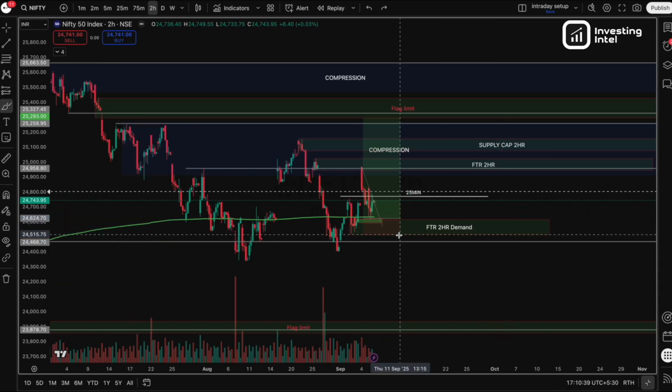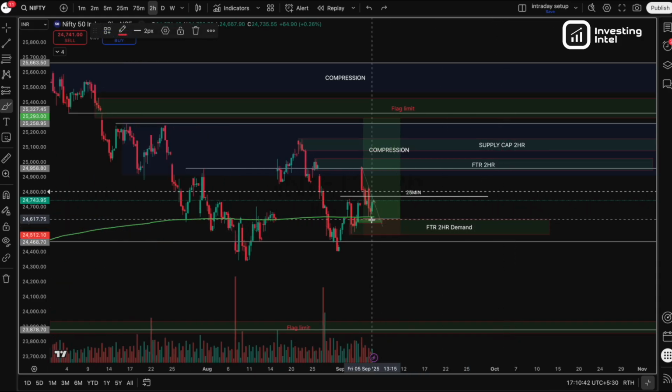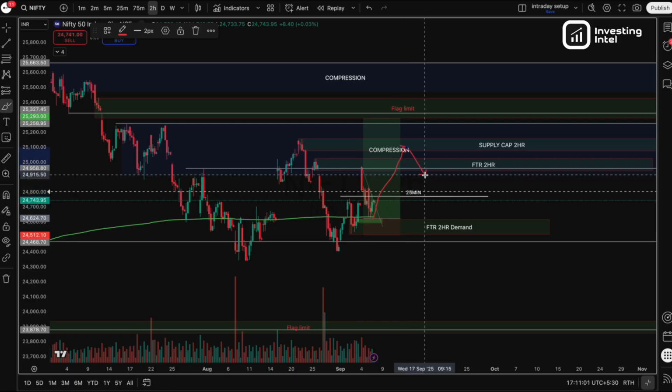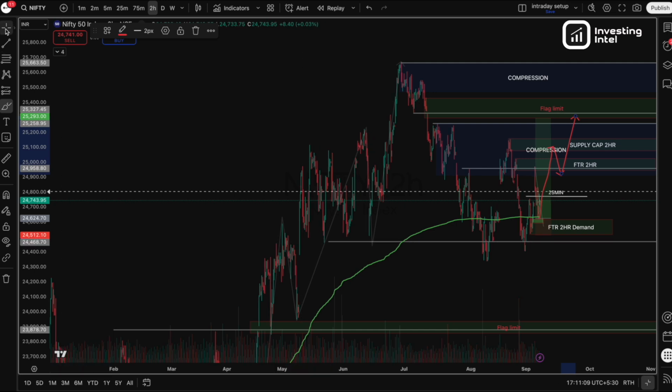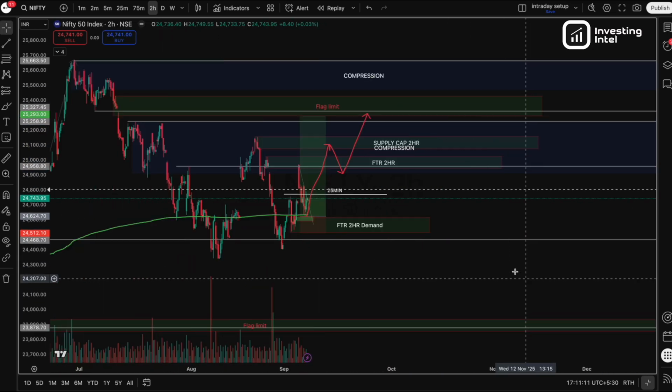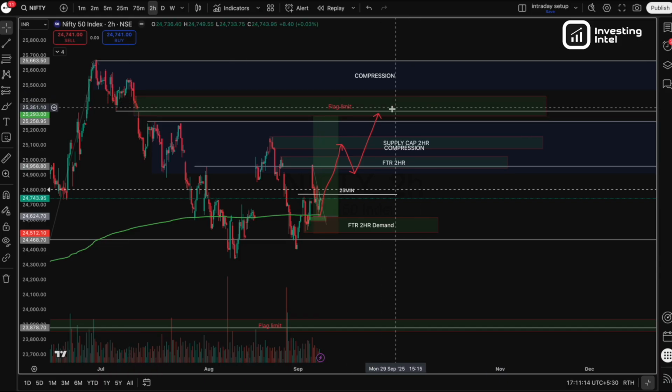So my view is, from this zone, price may rise very sharply in the next session. If you see, price might take resistance here or a little retracement, and price may even break this and then reach this level, because this is where an untapped supply zone is.